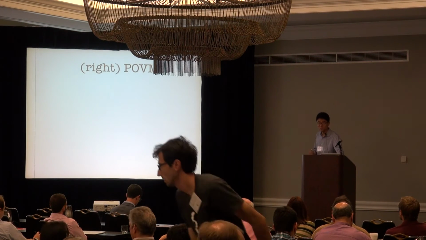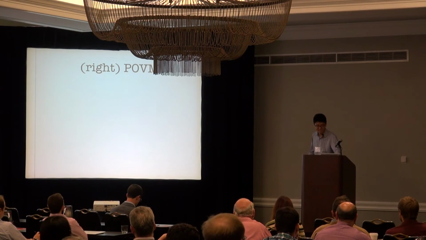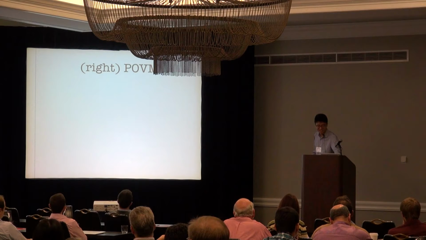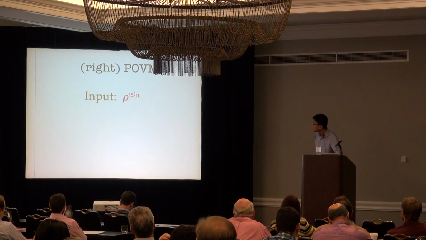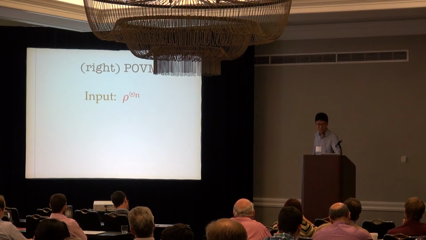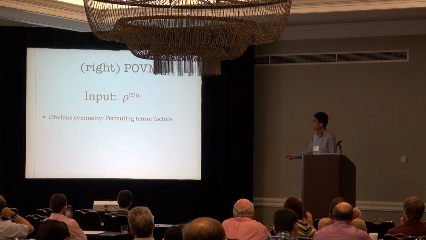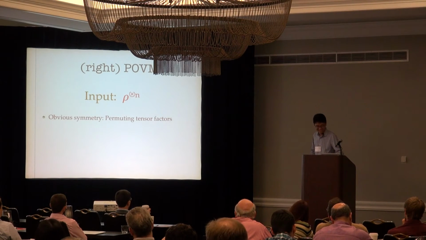So let's get into how we get this result and what the measurement scheme is. Let's speculate what the measurement must be. So I said write a POVM. The input to the problem is just n copies of the same state rho. This has an obvious symmetry: you can permute things around among the tensor factors, but that doesn't do anything. So it has a true symmetry.